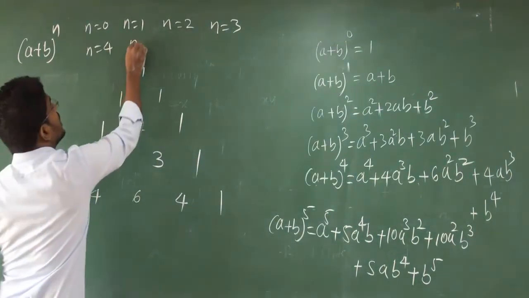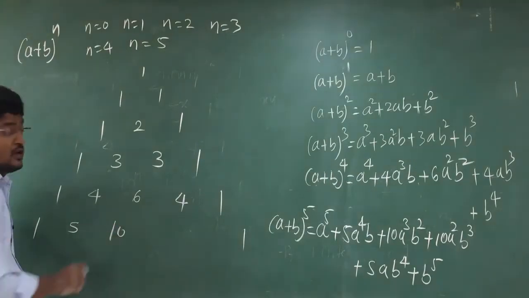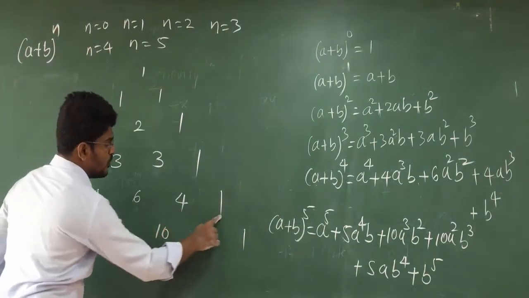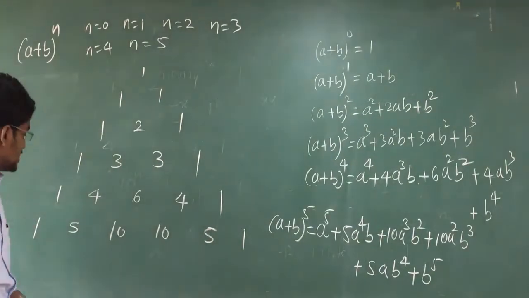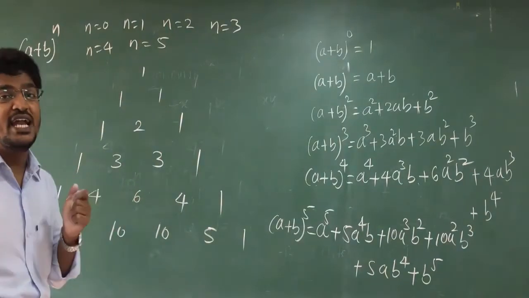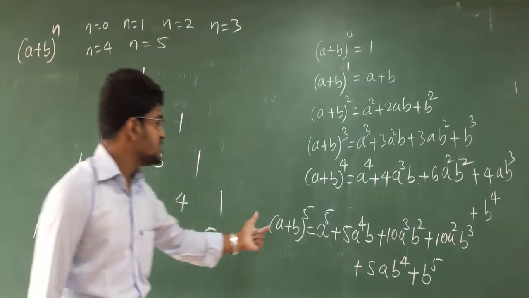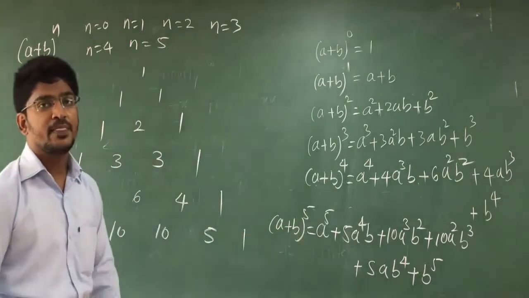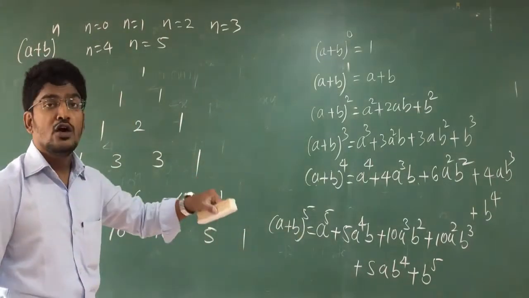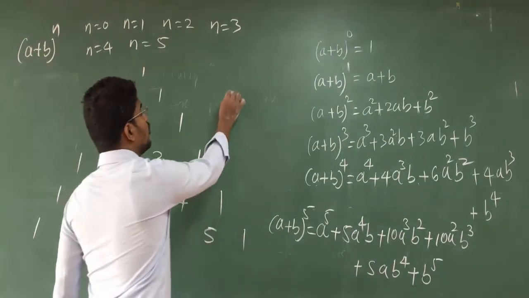So now let us go for n equal to 5. See, last terms will be what? 1. 1 plus 4 is 5. 4 plus 6 is 10. 6 plus 4 is 10. 4 plus 1 is 5. Those terms are going to be here. Clear? So this is how you have to identify coefficients. This is nothing but what? Coefficients of your expansion (a + b) whole to the power of 5. This is one technique to find coefficients. Clear? Okay. See, you must write coefficients also.